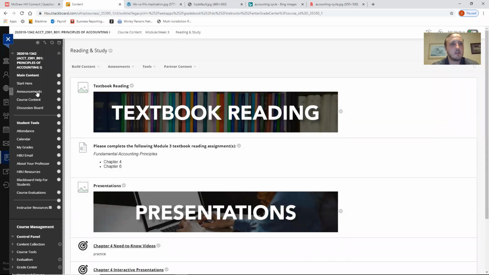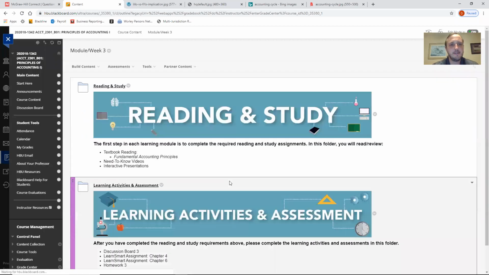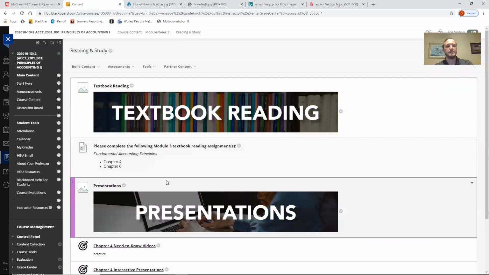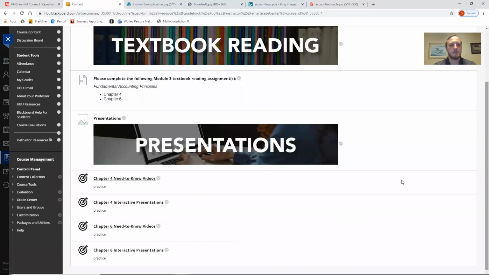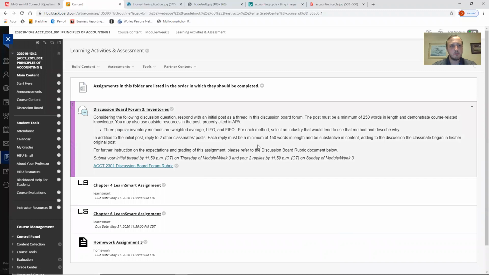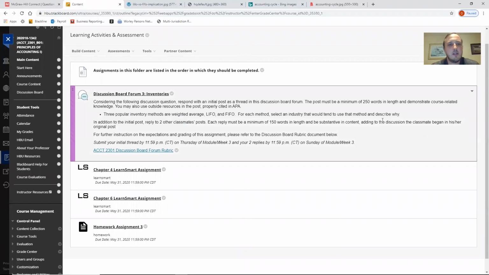All right, so diving into our housekeeping on module week 3. This week we are going to be reading chapters 4 and 6. You'll have the presentations and everything like last week for 4 and 6. In the activities and assessments, we will have another discussion board. The discussion this week is on the 3 popular inventory methods. For each method, you have to select one industry that would use that method and describe why that industry would use that method.